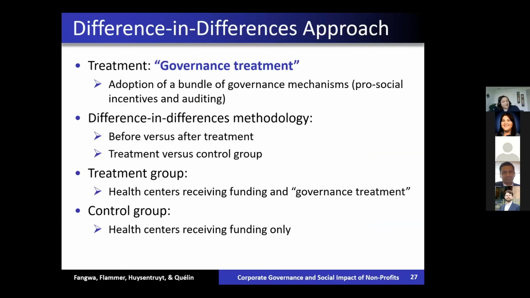Now, to examine the effectiveness of governance on those nonprofits, we use a difference in difference approach, meaning we compare two differences. The first difference is before versus after the treatment, and the second difference is the treatment versus control group. In the treatment group, we include all health centers that receive funding and this governance treatment, whereas in the control group, we include health centers that receive only funding. And to illustrate this methodology, let me walk you through a simple example.